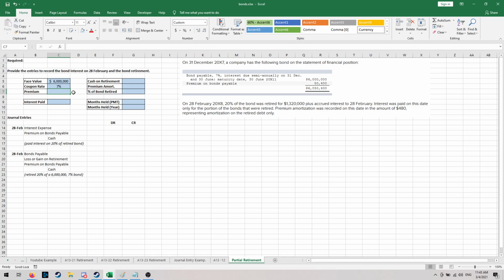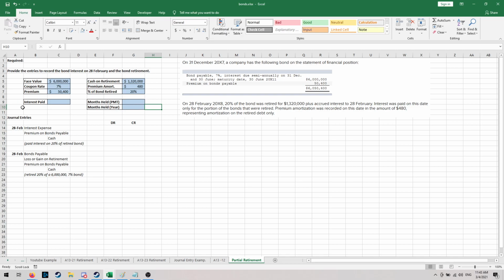The premium is $50,400. The cash we're getting on retirement, we're told in the question, $1,320,000. The premium amortization, this is the amount of premium amortization we recorded on February 28th, is $480, and the percentage of the bond we're retiring is 20%.